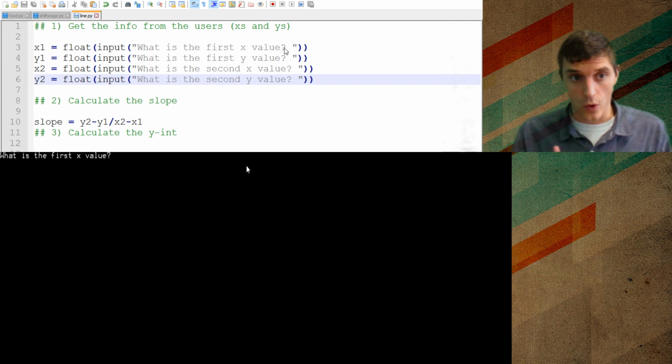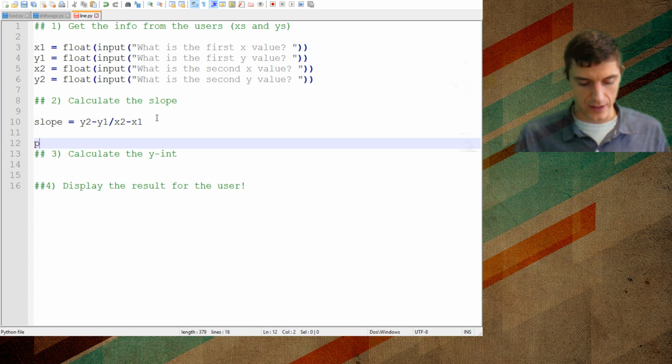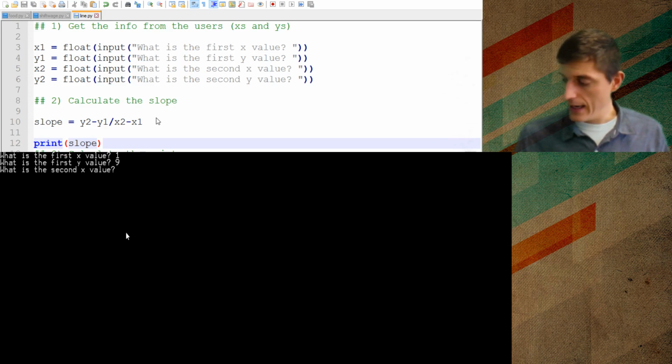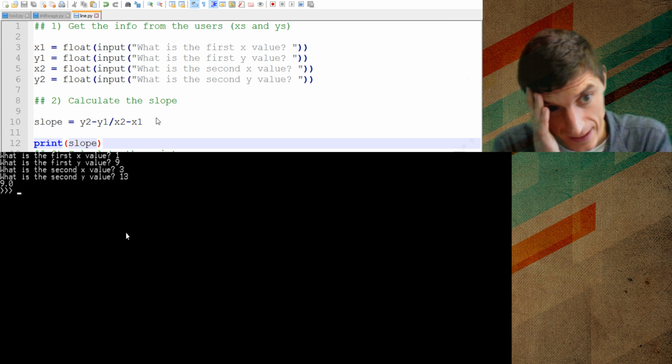So I said I knew that 1, 9, and 3, 13 would give me this slope. I'm also going to print the slope so I can check it. Okay, my first x value, I said what? I knew that 1, 9 should be on there, and 3, 13 should be on there. Now that gave me a slope of 9, so what the heck happened there?